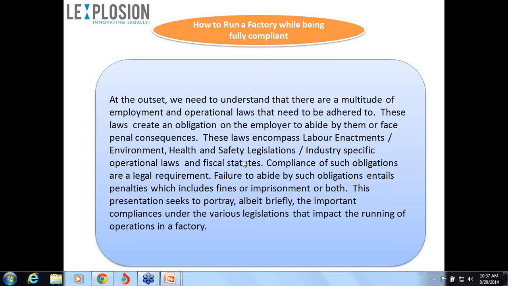As we know, here we're dealing with hardcore legislations, hardcore compliances. To that extent, we need to understand that these are not guidelines, and failure to adhere to these compliances will result in penal consequences. These penal consequences could be imprisonment or fine or both. So we need to keep this in mind when we look at the requirements of the various laws that we're going to discuss in this presentation.